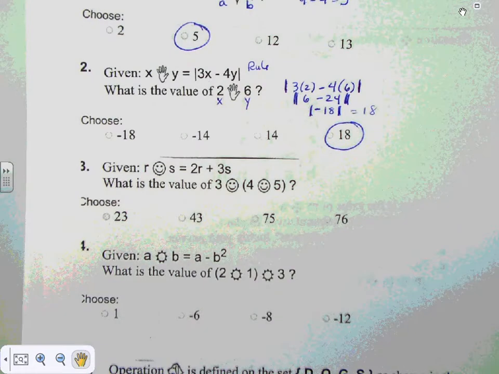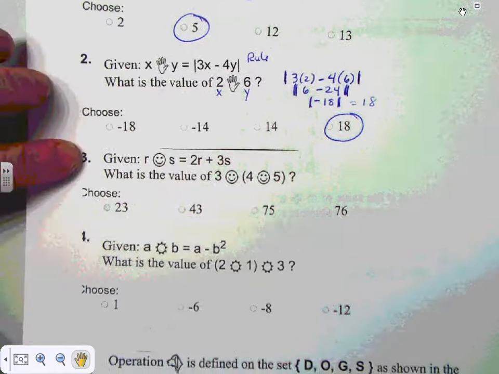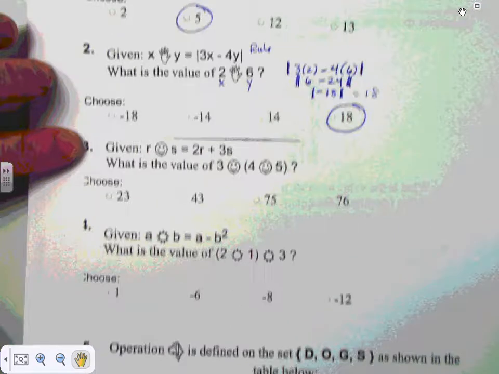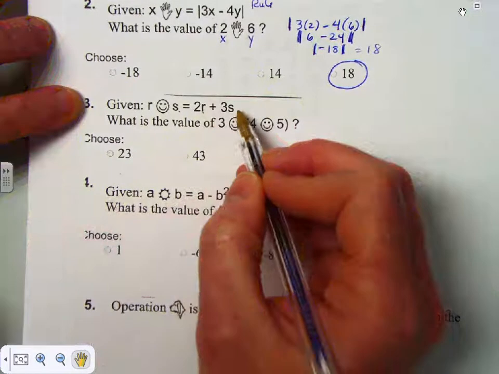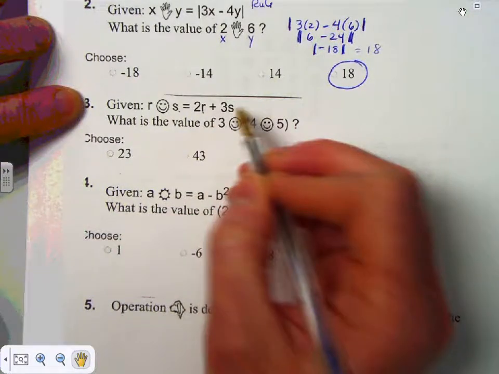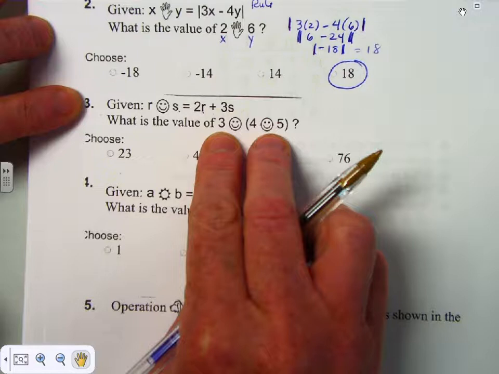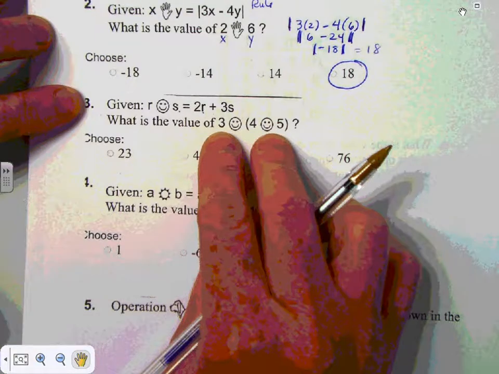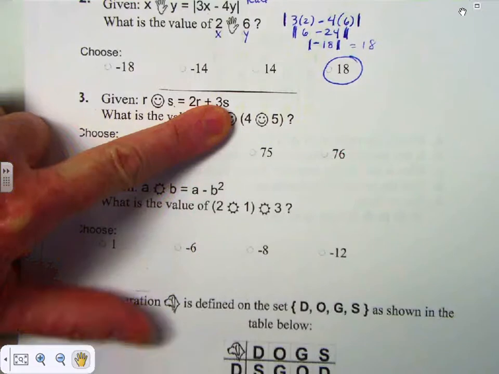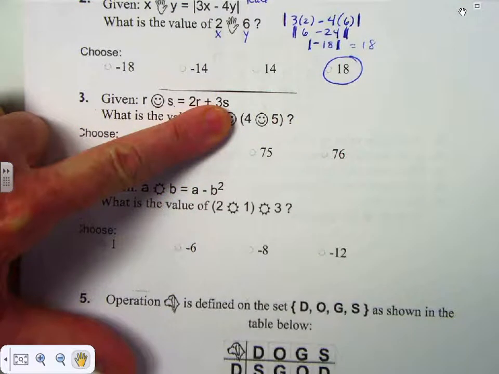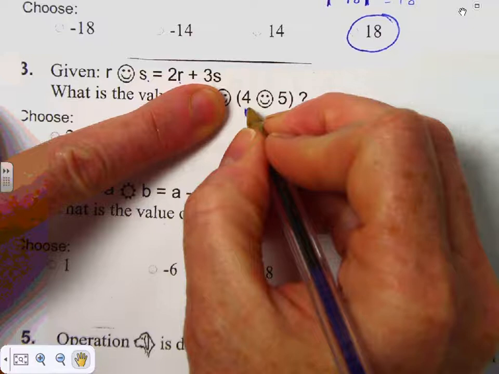All right, the third one here. R smiley face S is 2 times whatever the R is plus 3 times whatever the S is. Uh-oh. So you solve parentheses. We have to do order of operations. So I'm going to pretend that this 3 and the smiley face are not existing because I need to work with what's in the parentheses first. So this would be my R. This would be my S.